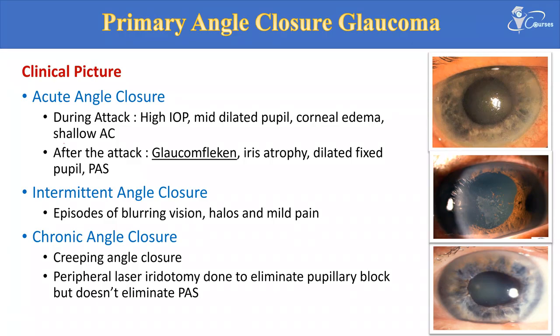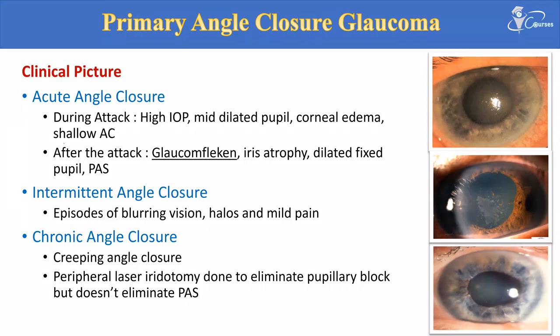Why do the blurring of vision and the halos happen? This is because of the momentary corneal edema, which happens during the spikes of rise of the intraocular pressure, and they will gradually improve. So if the patient sought medical advice, you will check his angle. You will suspect that this patient could have intermittent angle closure, so you might find the presence of irido-trabecular contact.